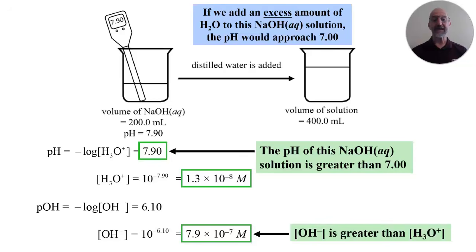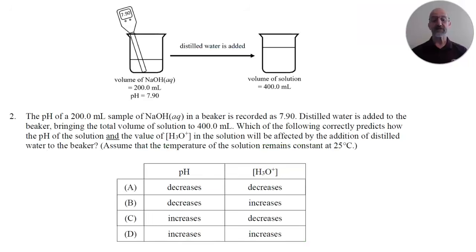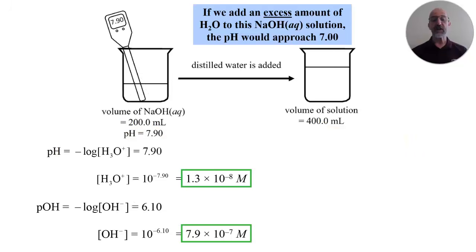So what if we had added an excess amount of water to this beaker? Well, eventually, if we added so much water that we kept diluting and diluting this solution, the pH would approach 7. So this is the question that we have to answer. Which of the following correctly predicts how the pH of the solution and the value of the concentration of the hydronium ion in the solution will be affected by the addition of distilled water to the beaker? So under this extreme example, what if we added so much water that the pH equals 7?